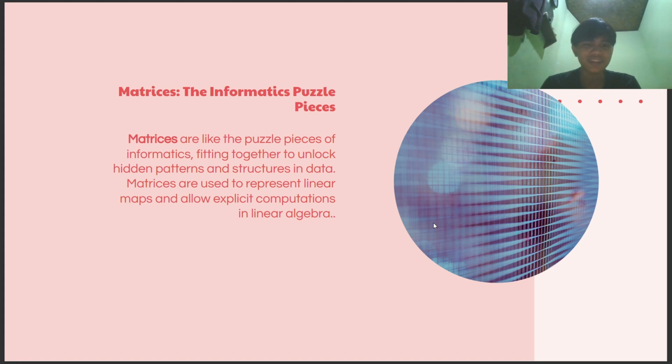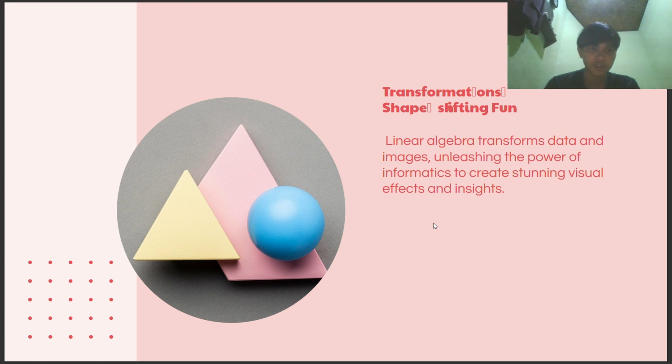Next is the matrix. What is a matrix? Matrices are like the puzzle pieces of informatics, fitting together to unlock hidden patterns and structure in a complex puzzle. Matrices are used to represent linear maps and allow explicit computation in linear algebra. Next is transformation, shape-shifting fun. Linear algebra transforms data and images, unleashing the power of informatics to create stunning visual effects. As we know, linear algebra is used to create shapes in informatics.